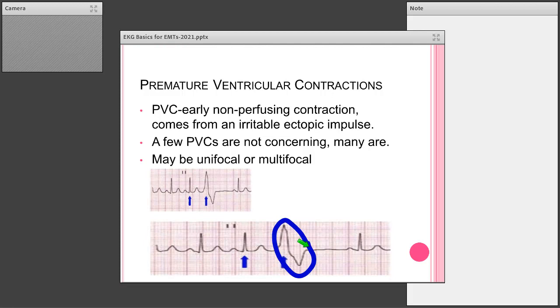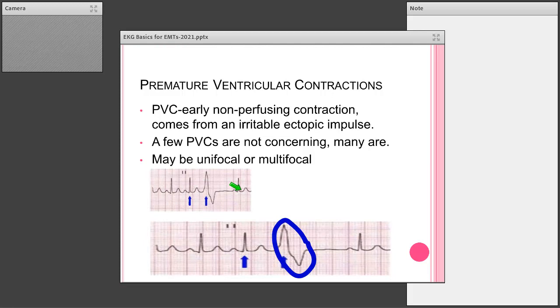These two are the same rhythm strips. One is just stretched out, which makes it a little blurry. So I put the small one in just so you can see a little bit better. So we have this strip that looks fairly normal, right? Normal rate.